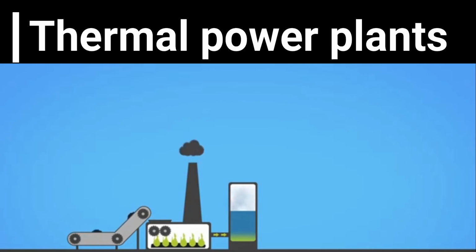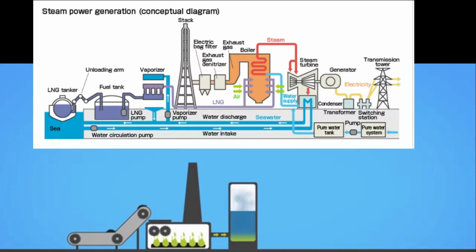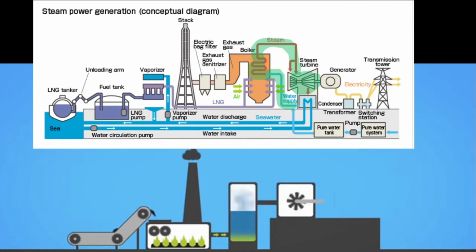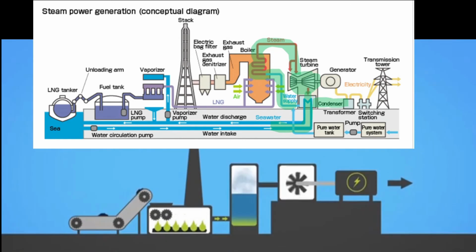Now let's talk about thermal power plants. A thermal power station converts heat energy into electricity. Typically, water is heated into steam, which is used to drive an electrical generator. After it passes through the turbine, the steam is condensed in a steam condenser and recycled to where it was heated.